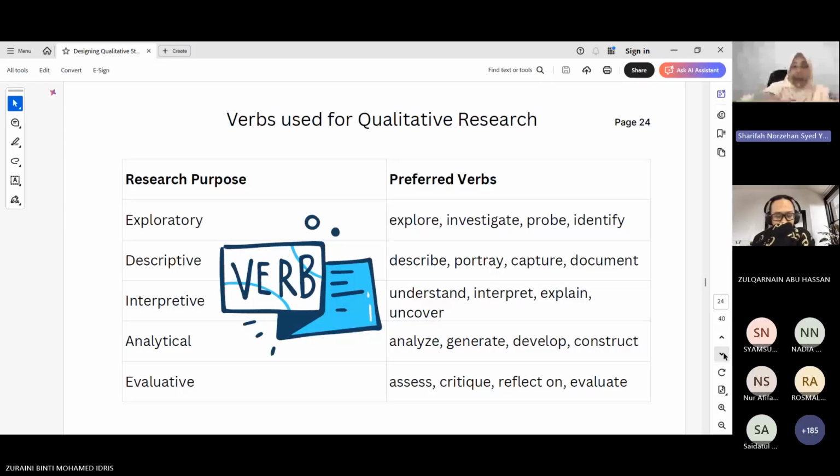Then after that is to explain, because my research purpose is to interpret the phenomena. If your purpose is analytical, then you will analyze, generate, develop, or construct. If it's evaluative, then you assess, critique, reflect on, or evaluate. It's all going back to the issues and the problems that you want to research on. All right, next.